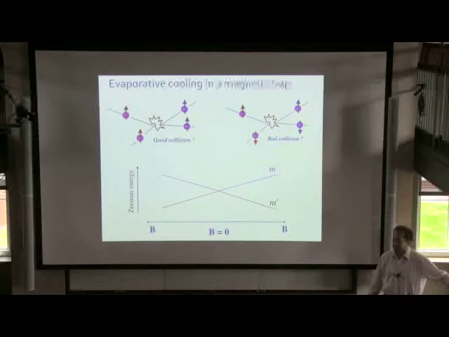Now, John did the experiments with the calcium hydride molecules, but then the question he had was, what about other molecules? Are they going to be stable under collisions in magnetic traps? What about other kinds of traps? To answer those questions, we had to develop the theory of molecular collisions in the presence of external fields.